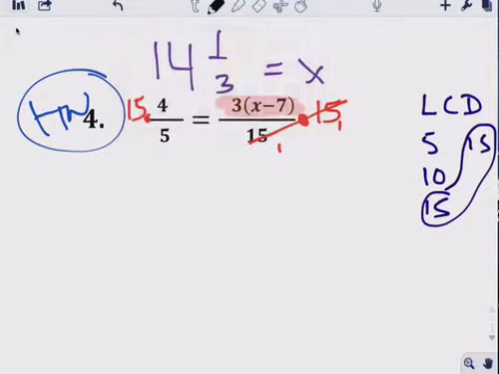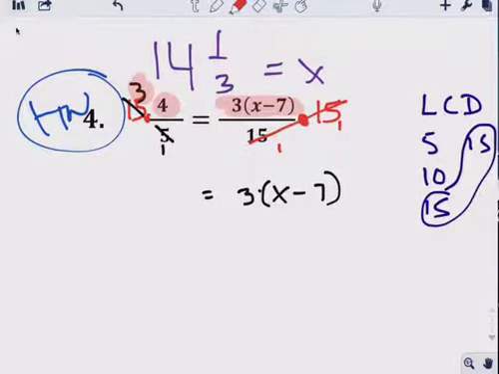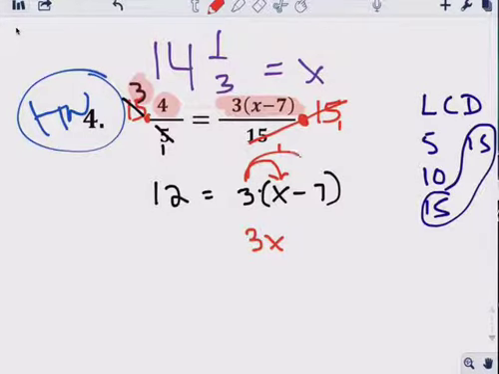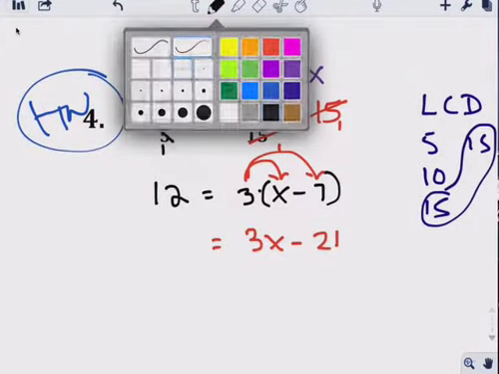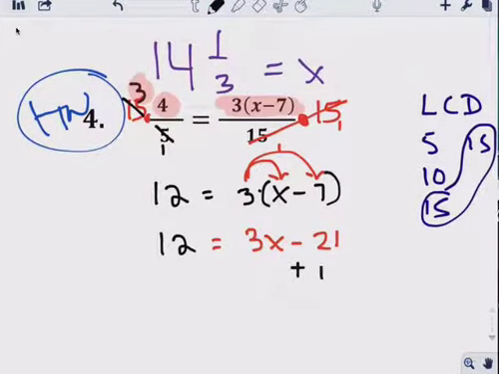That gives you 3 parentheses x minus 7. And then cross cancel here, 1 and 3. And this 4 times this 3 leaves it at 12. Distribute here and here, 3x. Distribute, it's 21, subtract. And here's the 12, add 12. No, not add 12. It's a minus 21, so you add 21 to get 0. So this is 3x minus 0.